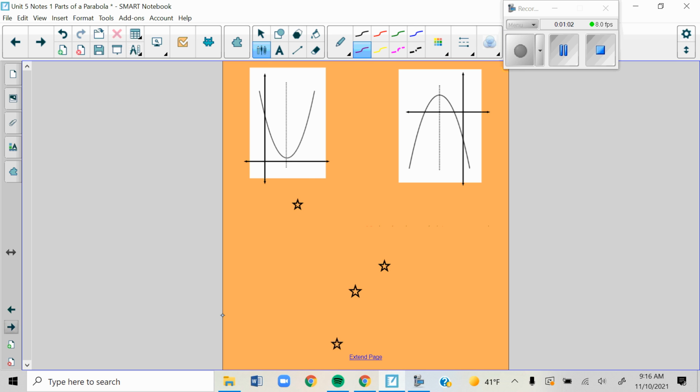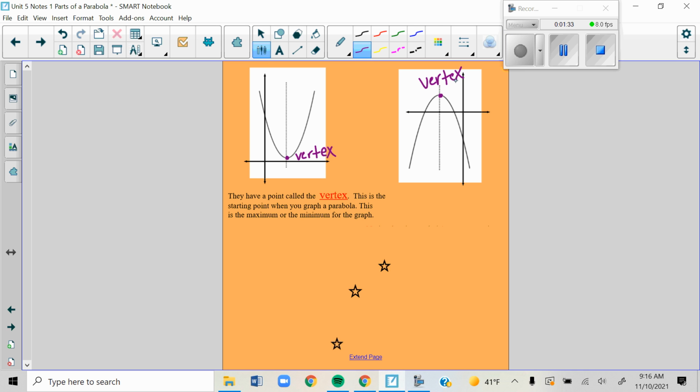Okay, so we're going to talk about different parts of a parabola. So our first part here is a vertex. So you'll see there's a fill in the blank below. They have a point called the vertex. This is the starting point when you graph the parabola. The vertex is going to be here or up here. Okay. This is the maximum or the minimum for the graph.